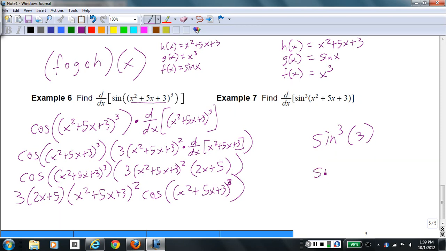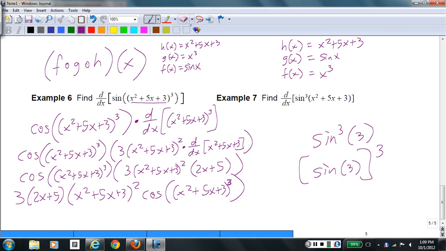Since this means the same thing as the sine of 3 quantity cubed, the next thing you do with that 3 is take the sine. So sine is the middle function. The very last thing that you do in this case is cube it. That's the last thing to do. So the outermost function is the cubing function.